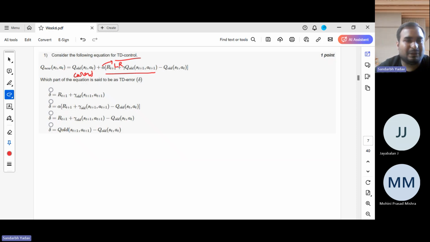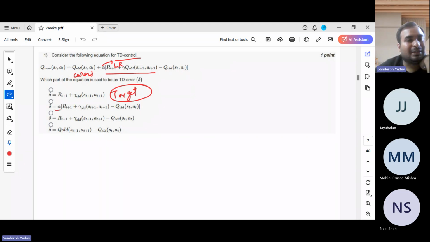This is not the TD error, right? This is called the target. Is this the TD error? No, because there is an extra learning rate coming up, this alpha. Whatever is inside the brackets is known as the TD error. So the third one is the right answer. If you multiply by the learning rate also, you get something which is called the update. So this is basically the update.